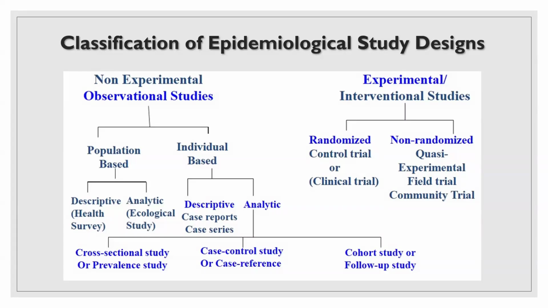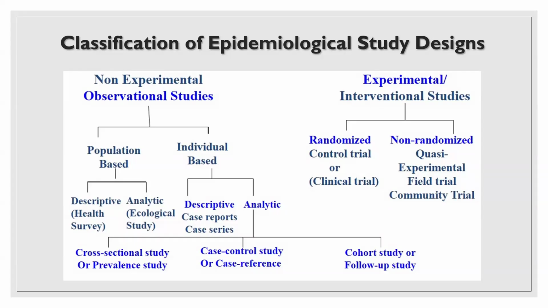And in the population base, it's divided into descriptive, example health survey, and analytic, example ecological study. In the individual base, it is divided into descriptive, for example, case report, case series, or analytic, which is divided into the three aspects we will be focusing on. The cross-sectional, also called prevalence study, like I told you before. If you're doing any study and you're going to be checking prevalence of something, by default, it's a cross-sectional study design. You don't even need to break your head about it. The other analytical is the case control study or the case reference. Then you have the cohort study or the follow-up.